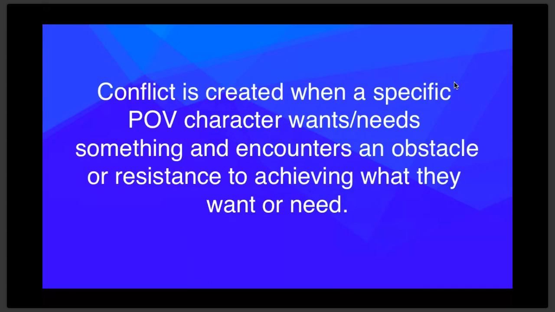Now, when we talk about conflict on the page, what we're talking about is when you're in a point of view character and they want or need something and they encounter an obstacle or resistance to achieving what they want or need. Now, we're going to keep in mind as we go throughout this evening and throughout your work, you change the type of story you're writing, you may need to change the type of conflict. And what that means is if you're writing a children's story, you are not going to have the same kind of conflict as an action adventure novel.